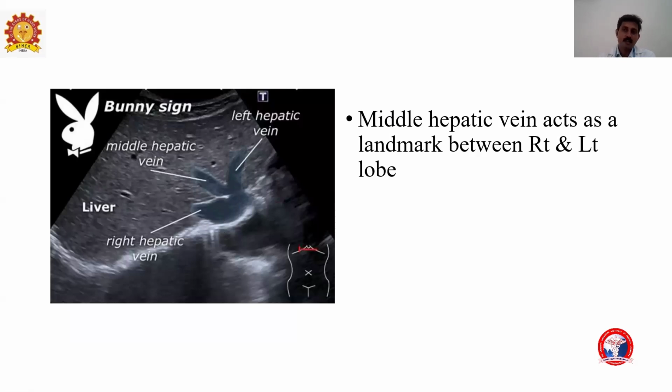Okay. We have some conditions. We have the dilated hepatic veins, Budd-Chiari syndrome. So we have the dilated hepatic veins, and we are able to find out the diameter by means of this finding, the middle hepatic vein.